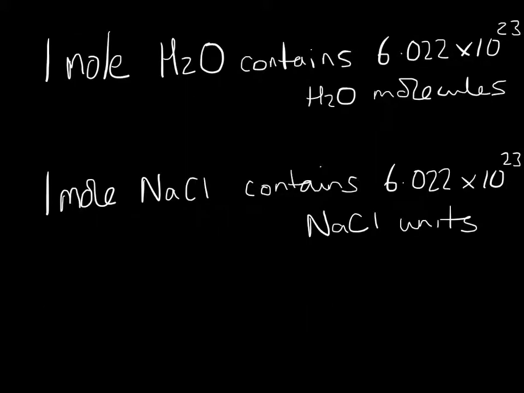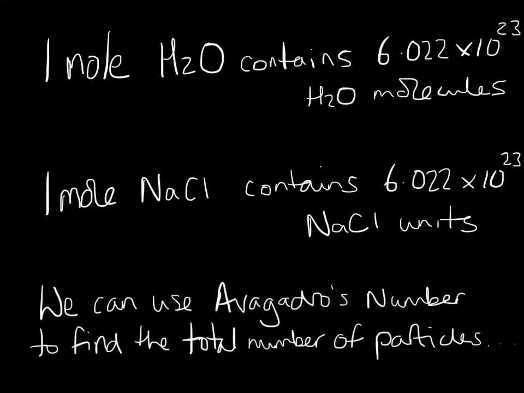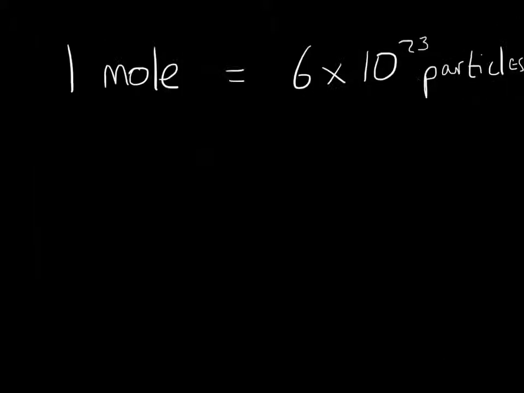Two more examples. 1 mole of water contains 600,000 million H2O molecules. And 1 mole of sodium chloride contains 600,000 million NaCl units. And therefore we can use Avogadro's number to find the total number of particles in any amount of any substance. Chemists find the mole really useful as a concept. It's easy to talk about 1 mole of water rather than 6 times 10 to the 23 water molecules.